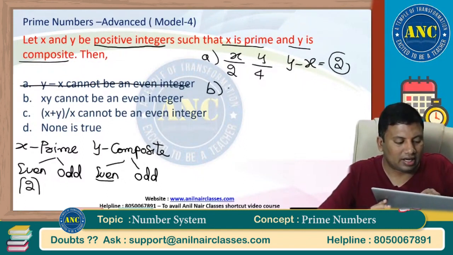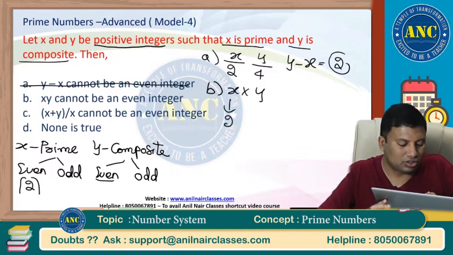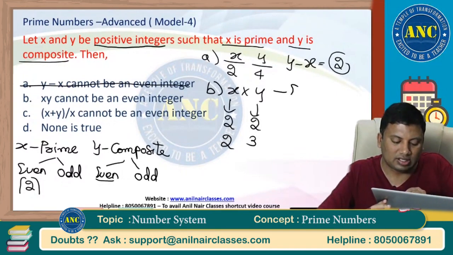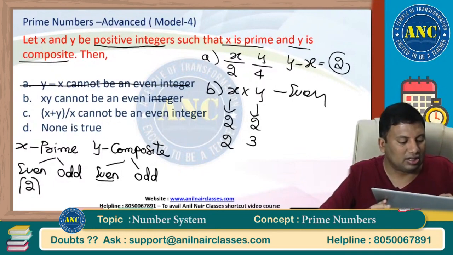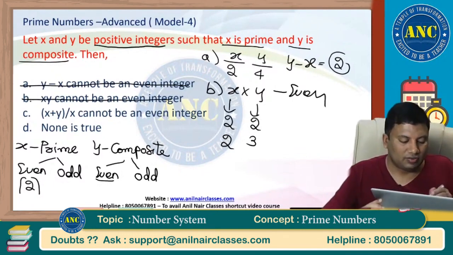Second one, x and y cannot be an even integer. x can be even, 2. y can also be even, 2 into 2. y can also be odd. In both the cases, I am getting an even integer. This is not possible. Next one, C.